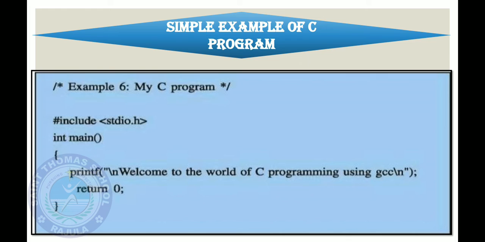Then after printf, "welcome to the world of C programming", then \n. See, this \n is the backslash character, and that will bring the cursor into the new line. Then every C statement must end with the semicolon. So the sign you are seeing at the end of the statement is known as the semicolon sign, and then the closing curly bracket. So this is the simple C program based on the structure we have discussed.